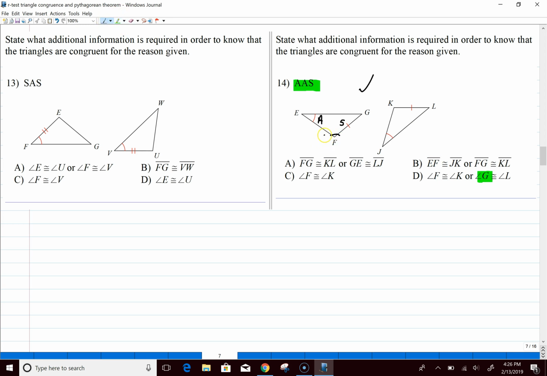If you do it here on F, is that angle, angle, side? Yes. So angle F also works. That's why there's F and G. And if you do it over here, it's going to do the same thing. Angle and a side. If you put it here, it's still angle, angle, side. So K works. And if you put it over here on this one, angle L, it's still angle, angle, side. So L works. That's why it has all the 4 angles here in letter D.